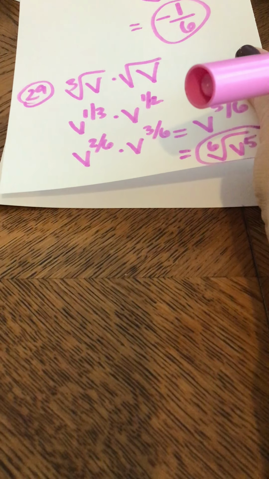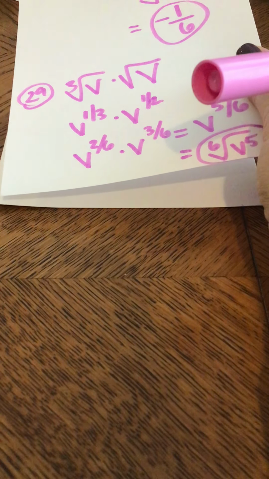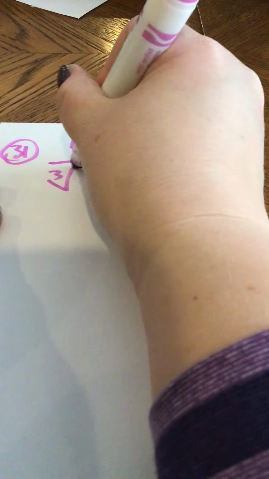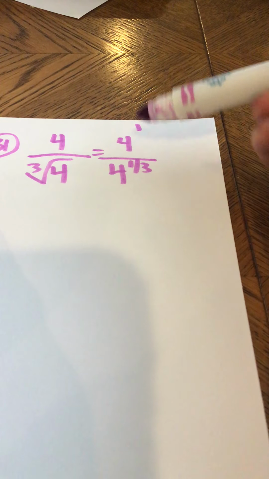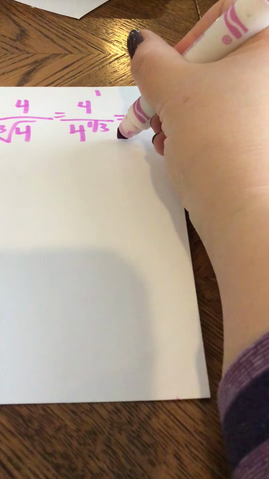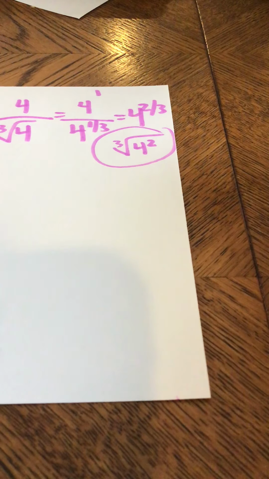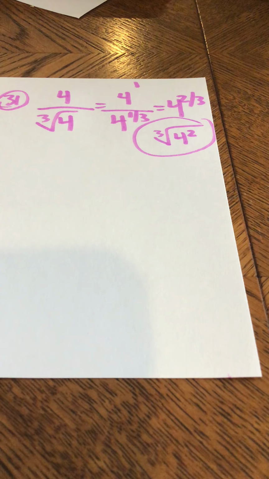And then I think there is one question on the homework packet in which you have to subtract. So if you look at 31, it's the last one, I think. I have 4 over cube root 4. So again, this is 4 to the first power. This is 4 to the 1/3 power. I'm going to minus my exponent. So 1 minus 1/3 is 2/3. Then you can technically rewrite this as the cube root of 4 squared, which you could rewrite as 16, or you could just leave it like that.